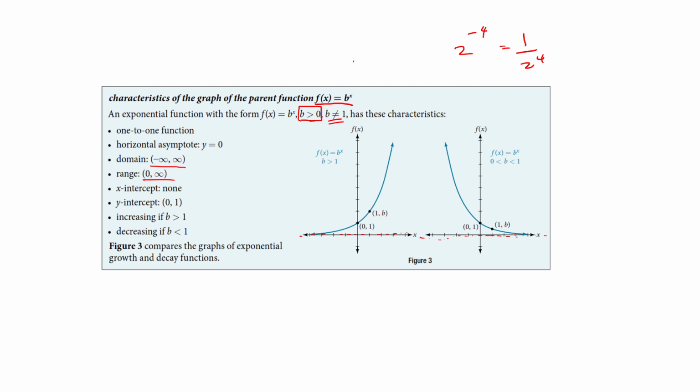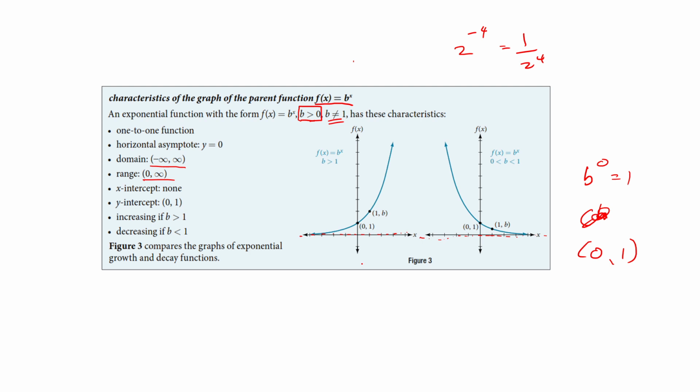Now, look at the 2 key points. Anytime, no matter what b is, anytime b is taken to the 0 power, anything to the 0 power is always going to be 1. So if you don't have an a on here, the point 0, 1 is always going to be on the graph. Every single time, unless there's an a, this is going to be the y-intercept at 1. It has to be because putting 0 in for x always gives us 1.